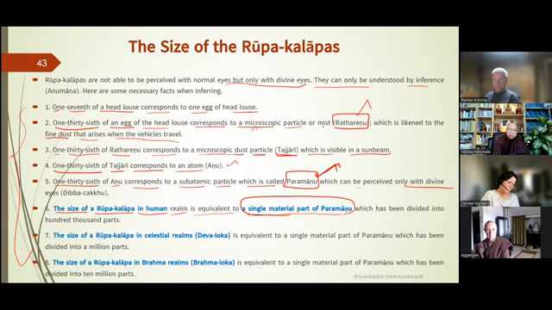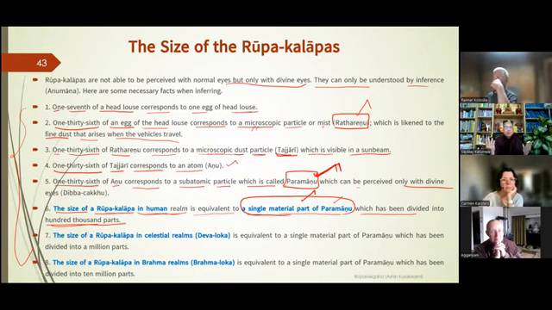So the size of a Rupakalapa in the human realm is equivalent to a single part of the Paramanu, which has been divided into 100,000 parts. Even the Paramanu is extremely tiny and cannot be seen with normal eyes, but you have to divide it into 100,000 parts. That single material part of the Paramanu is equivalent to the size of a Rupakalapa. So there is no way for it to be seen. This is in the human realm.